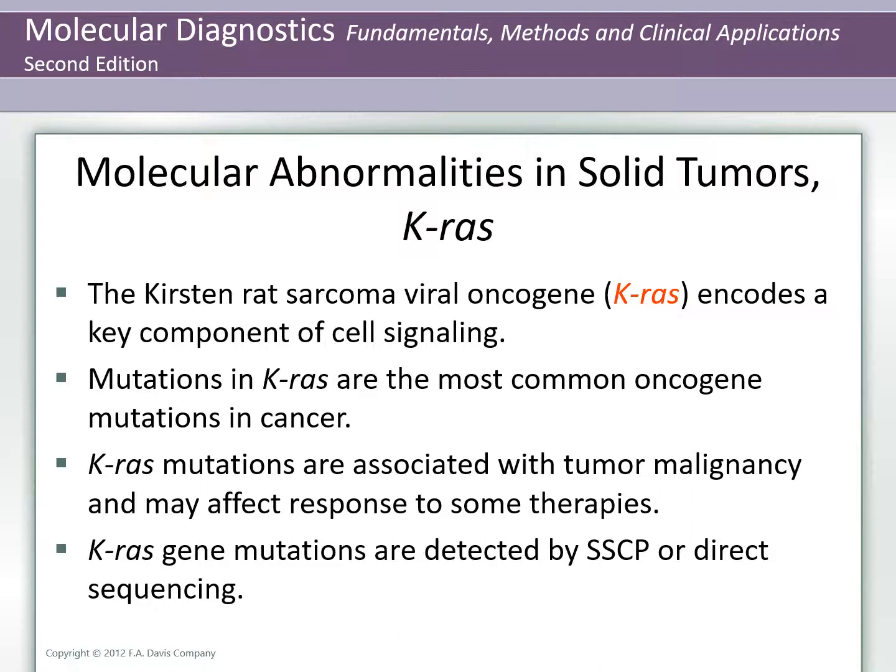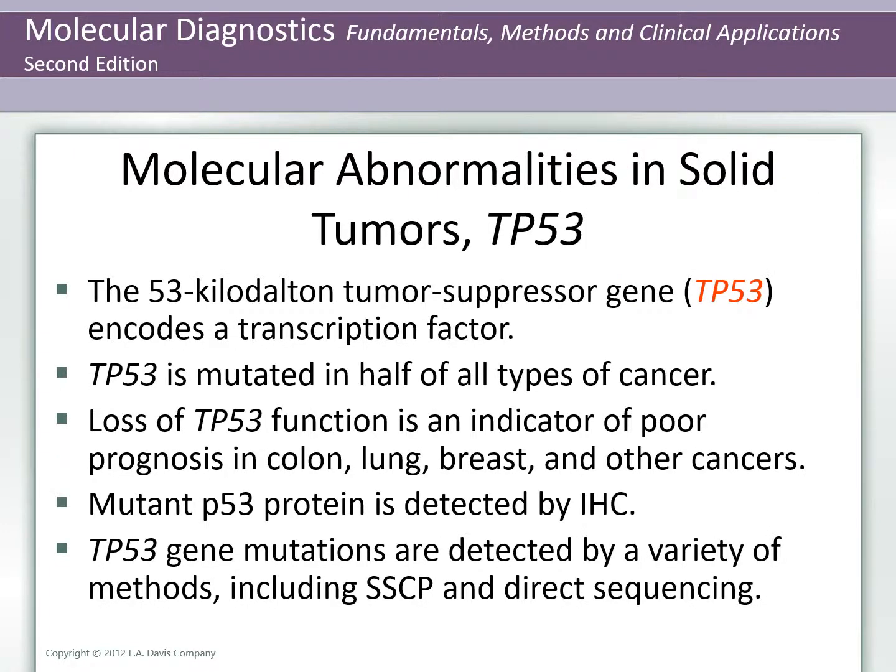The Kirsten rat sarcoma viral oncogene, known as KRAS, encodes a key component of cell signaling. Mutations in KRAS are the most common oncogene mutation in cancer. These mutations are associated with tumor malignancy and may also affect response to some therapies. KRAS gene mutations can be detected by single-strand conformation polymorphism or direct sequencing. The 53 kilodalton tumor suppressor gene, known as TP53, encodes for a transcription factor.